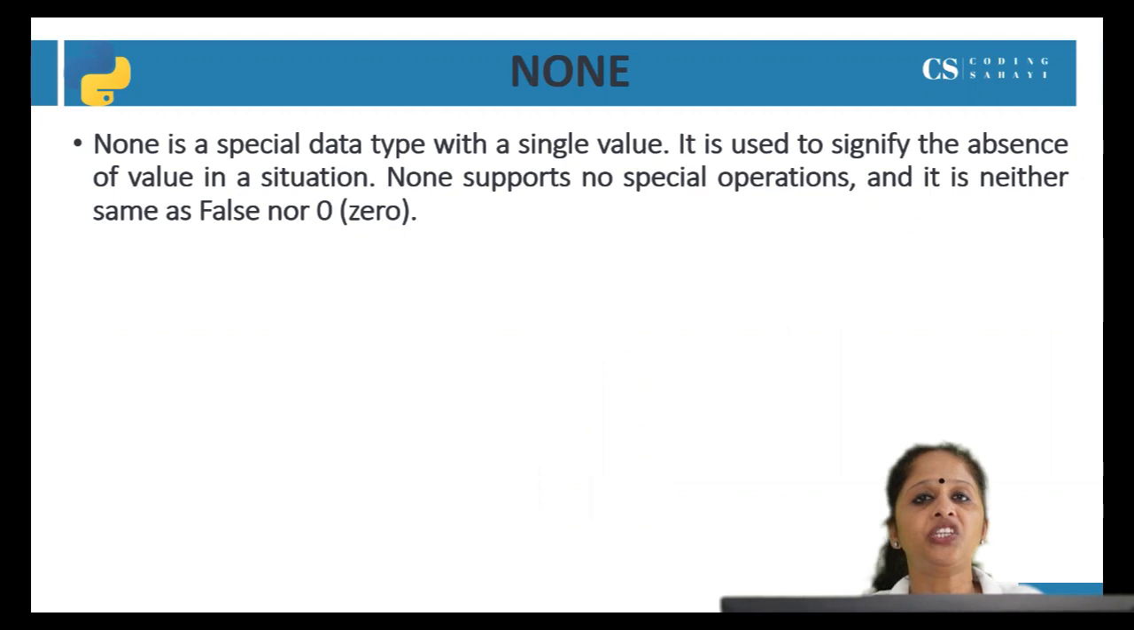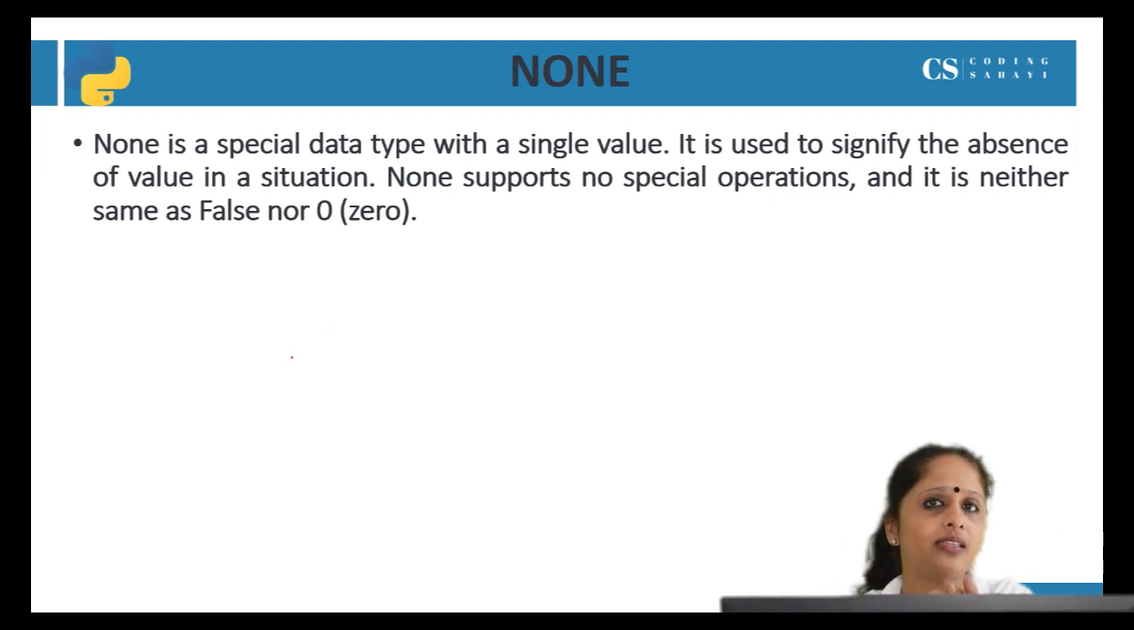Then we have a special data type, None. We already studied the special literal None. Here None means an absence of value. In some situations we have to create variables like that, so we can write n equal to None or x equal to None. It does not assign any value, but it is not 0 or False. n equal to 0 and n equal to None are different.